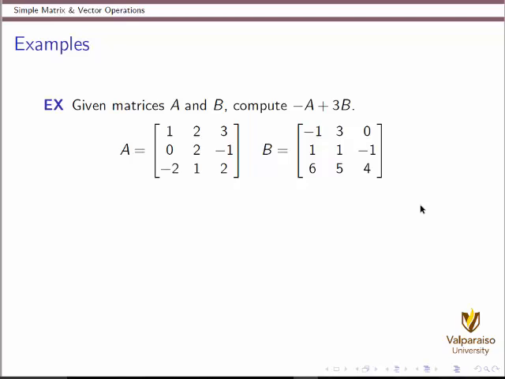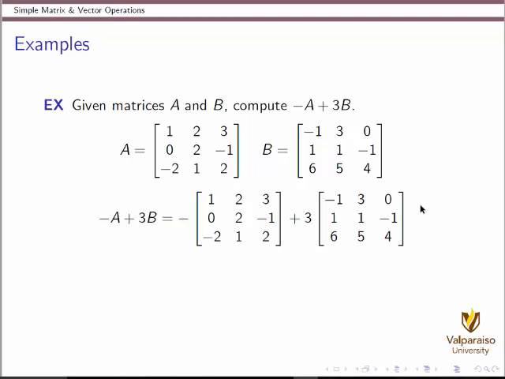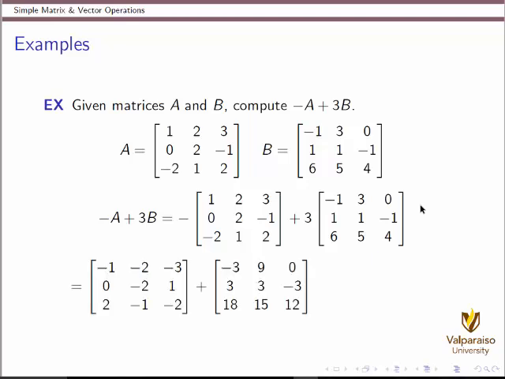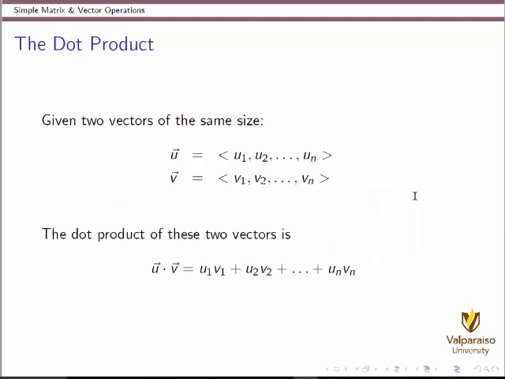Another example, negative A plus 3B. So we're going to change the sign of all the entries in A. We're going to multiply all the entries in B by 3, and we're going to add the results. So there's A with a negative sign waiting out front. There's B with a 3 waiting out front. We do both of those operations, and then we add the results entry by entry. And there you have it. And again, remember, you only can add or subtract matrices that are the same size. Scalar multiplication you can do to any matrix or vector of any size.